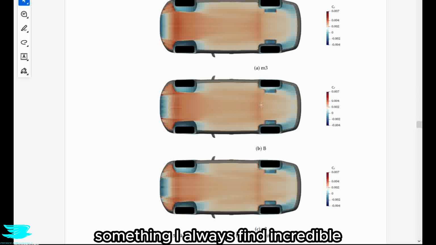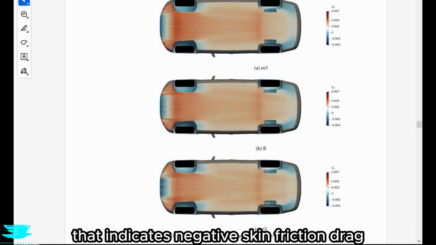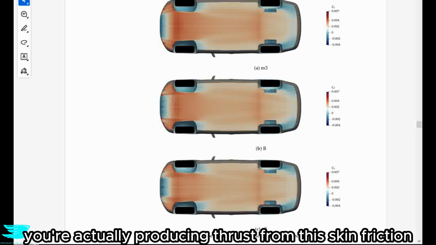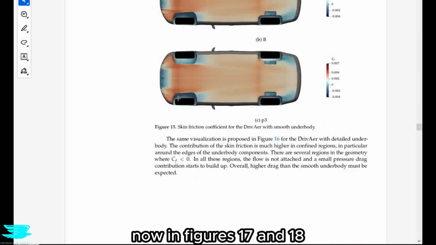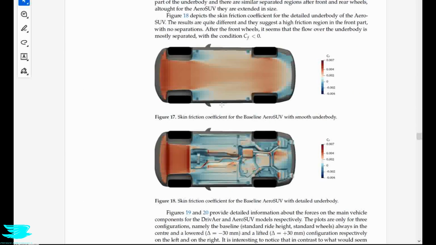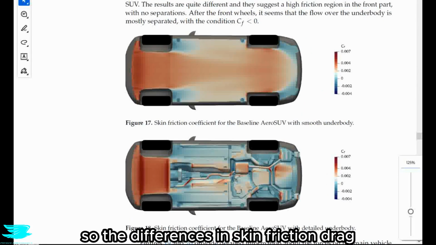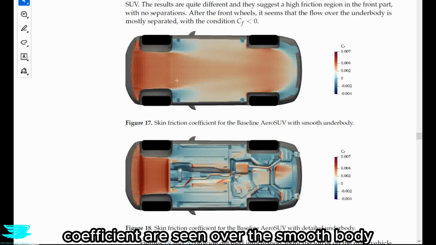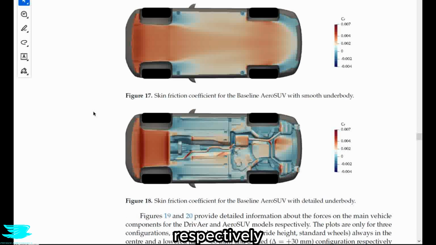As a side note, something I always find incredible is if you look at all the blue regions on the car, that indicates negative skin friction drag. So here you're actually producing thrust from the skin friction. That's pretty cool. Now in figures 17 and 18, if we zoom in a little bit, here we go. The differences in skin friction drag coefficients are seen over the smooth body and the detailed underbodies of the Aero SUV respectively.